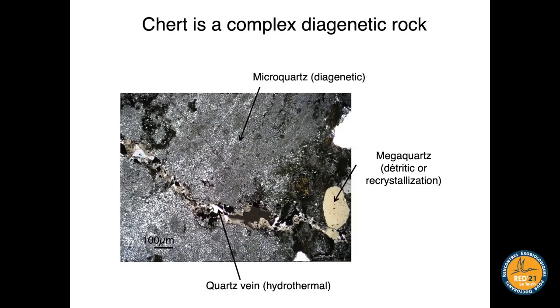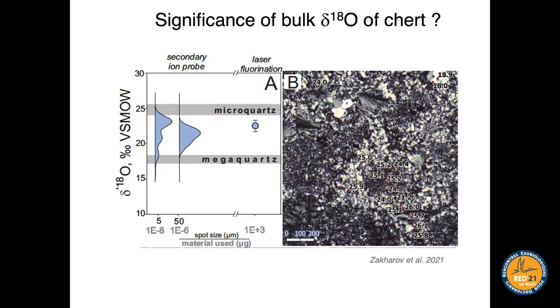But when we look at a chert through a microscope, you can see that it's a complex diagenetic rock. It's formed only of quartz, but you have different types of quartz. Here in a thin section image, you have a quartz vein that could have been produced by fluid circulation, so hydrothermal. You have some microquartz that could have been formed during diagenesis. And we also have some round detrital grains of quartz. So what is the significance of the delta 18O, the oxygen isotope composition, of this kind of rock?